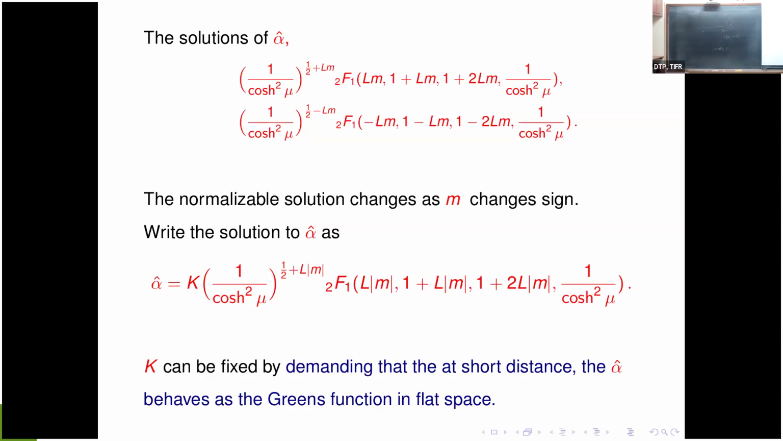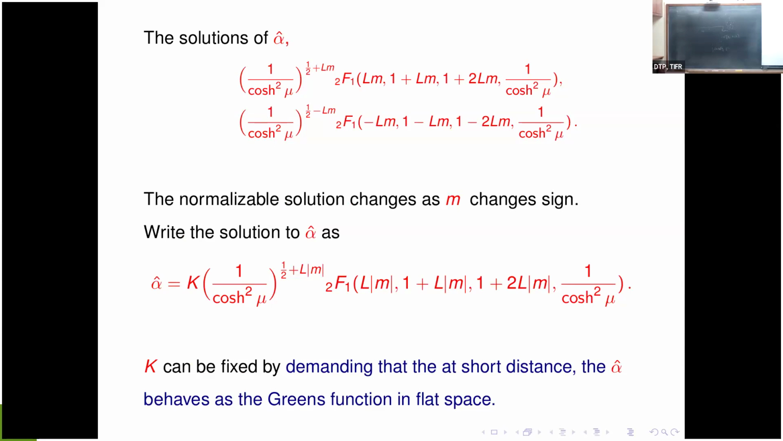And again, there is this choice of solutions, alpha plus and minus, when the mass M switches sign. One of the constants can be fixed by demanding that it behaves like the Green's function in flat space.